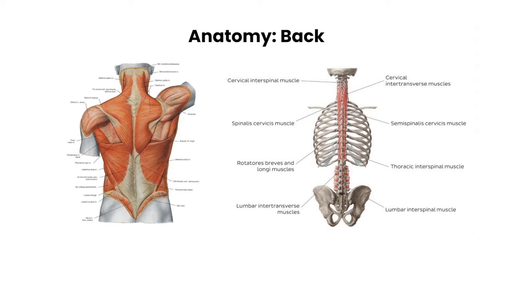The back. So much to say. Lots of big muscles like the trapezius and the latissimus, and plenty of smaller muscles like the serratus posterior that all contribute to posture and alignment. We will definitely be talking more about the back and the spine later on.